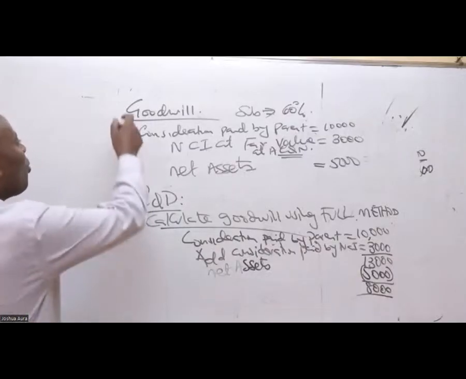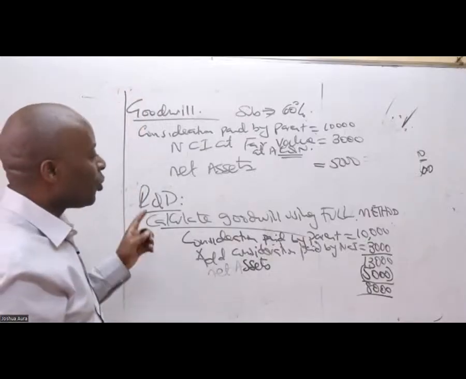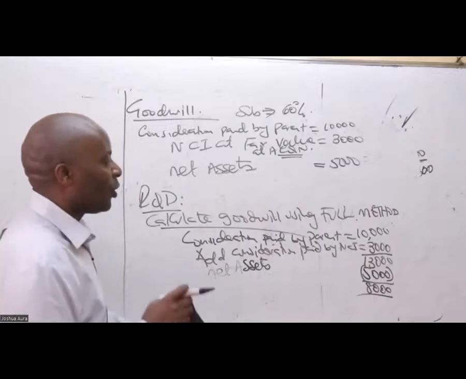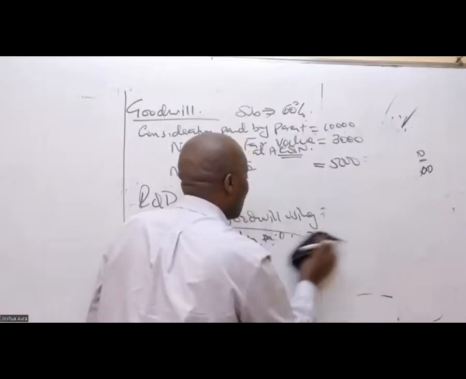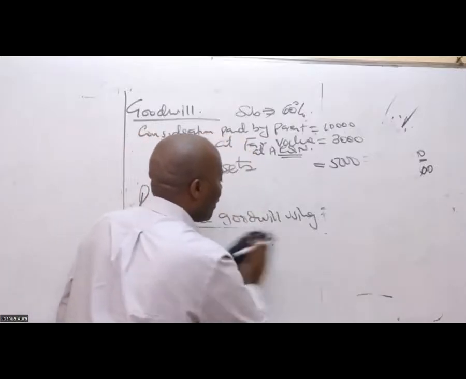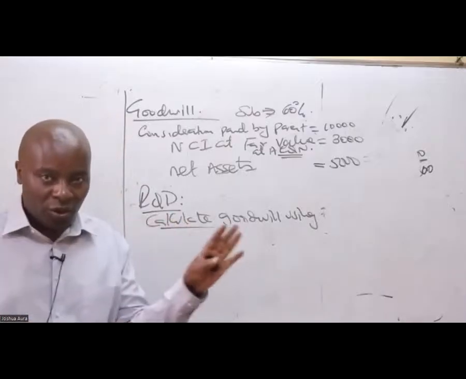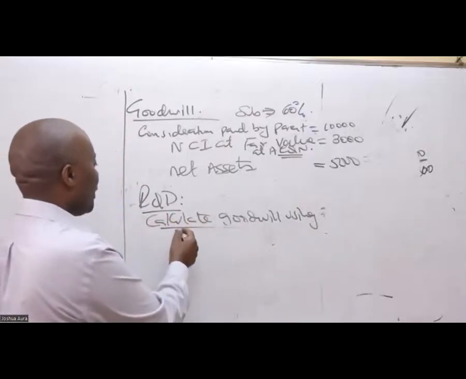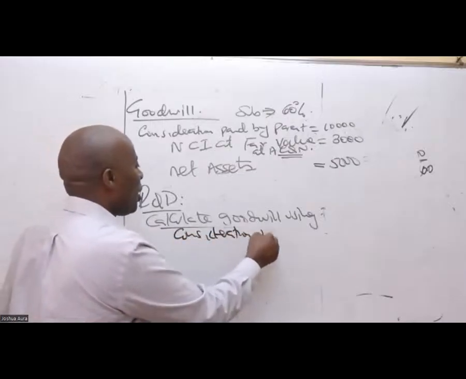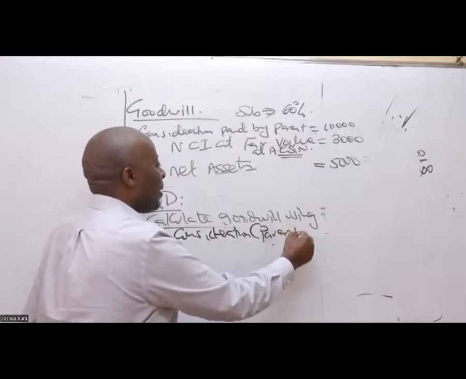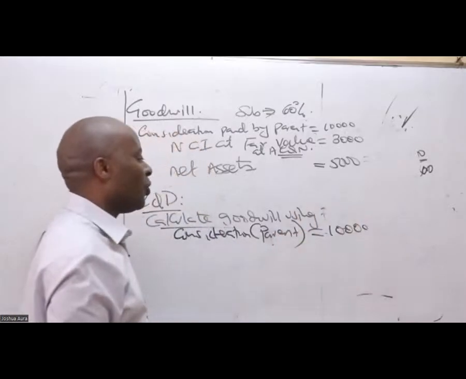From there now you go to partial method. You hear partial method D. Calculate goodwill using partial method. So partial method, what you do, you only consider consideration that has been paid by the parent alone. So in this case here, you come and give us consideration by parent. And the parent has paid us how much here? Has paid 10,000 for the subsidiary.